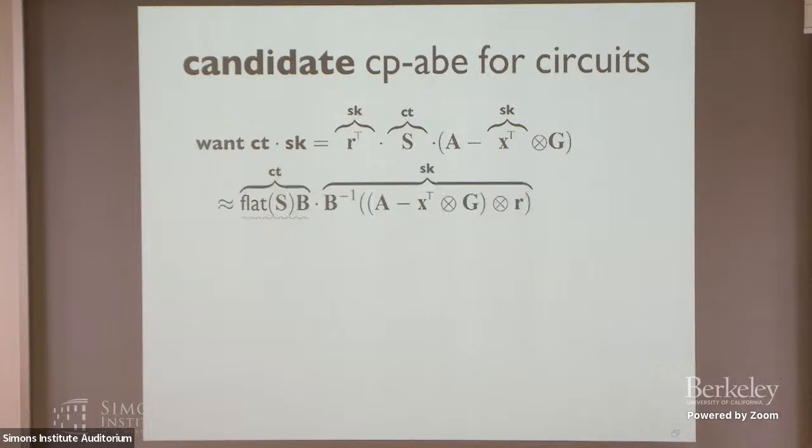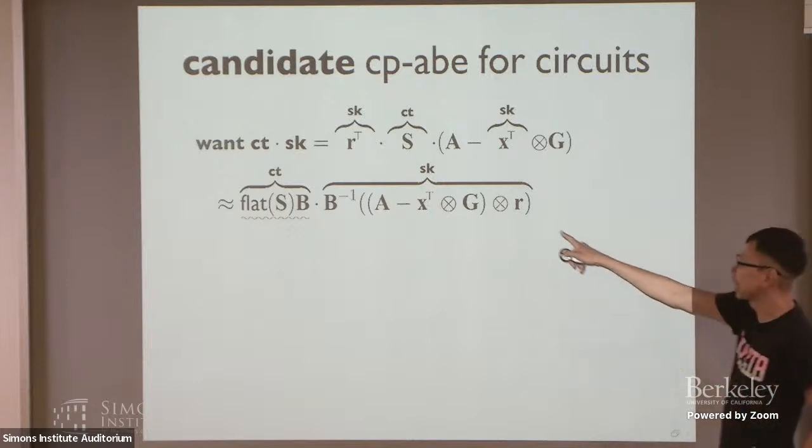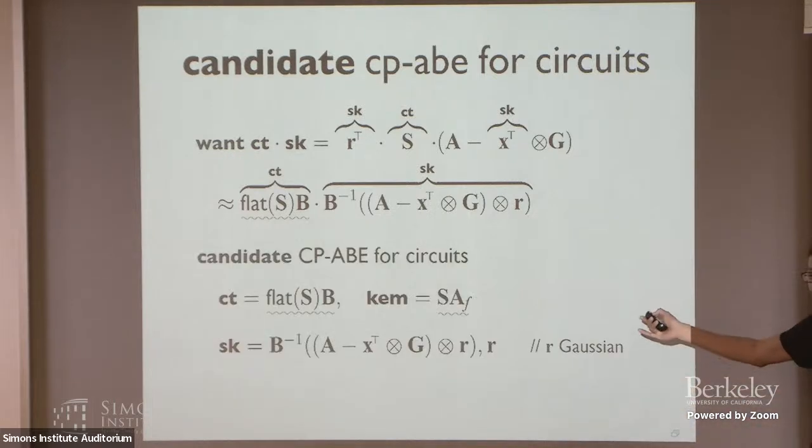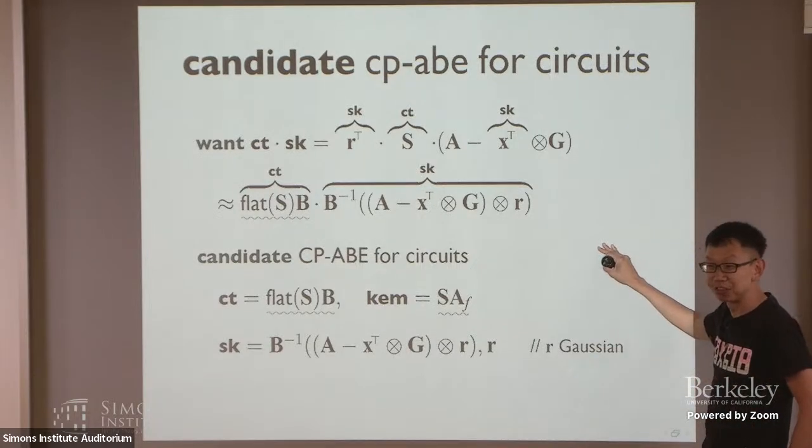We can decompose this into the product of a ciphertext and a secret key. So now in your new ciphertext, that's going to be B, and your LWE secret instead of being S is going to be the flattened version of S, which is a row vector. And your secret key will have an extra tensor times R. So this gives us the following CP-ABE scheme. Very simple CP-ABE scheme. And to the best of my knowledge, there's no attack on this scheme.